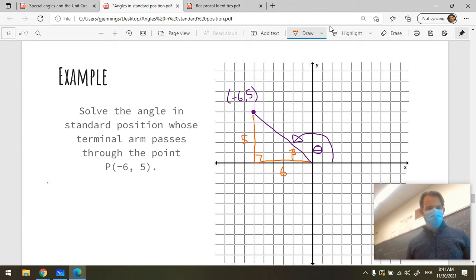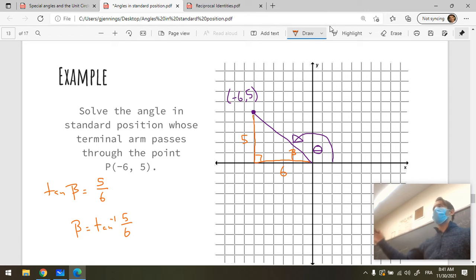So I know that tan beta is equal to, what's tan beta equal to? Is it 5 over 6? It is 5 over 6. So the way I solve something like this for beta is I say that beta is equal to the inverse tan of 5 over 6. So that's something that you punch on your calculator.